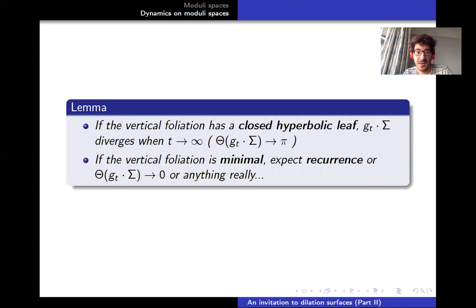This is a bit more subtle, and it's not too clear what happens, but you could expect pretty much anything. It could be recurrence, it could go into the translation part, it could drift off to the other bit of infinity, but at a much slower rate. So pretty much anything can happen.